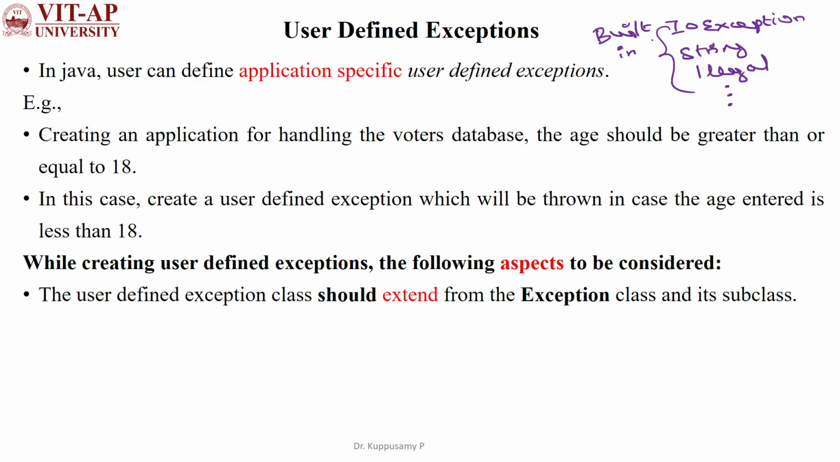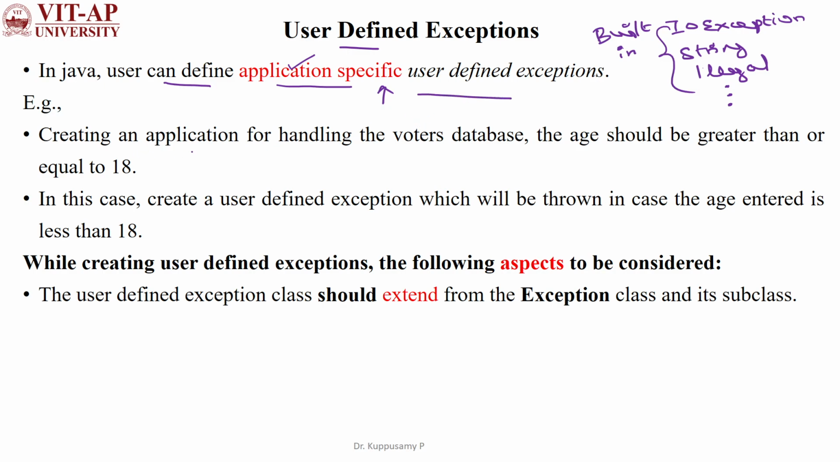Suppose I want to define my own exceptions, then I have to go with the user defined exceptions approach. In Java, the user can define application specific user defined exceptions. So when I am designing an application, for example, students database management, voters database management, or shop purchase and sales management, whatever application I am going to design, based upon that, exceptions can be handled by defining user defined exceptions.